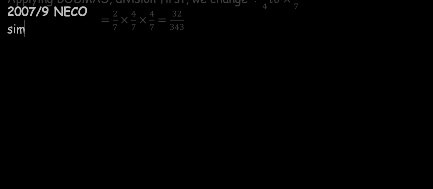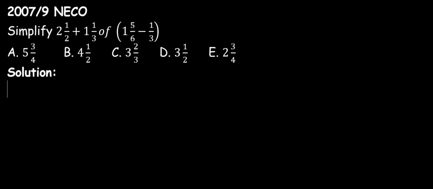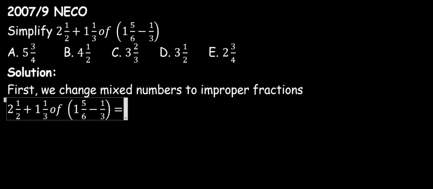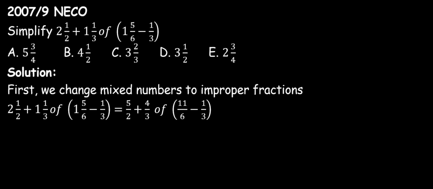Another example, simplify 2 whole number 1 over 2 plus 1 whole number 1 over 3 of, bracket open, 1 whole number 5 over 6 minus 1 over 3, bracket close. The options are given. Solution. First, we change mixed numbers to improper fractions. Our given problem becomes 5 over 2 plus 4 over 3 of, bracket open, 11 over 6 minus 1 over 3, bracket close. How did we achieve that?